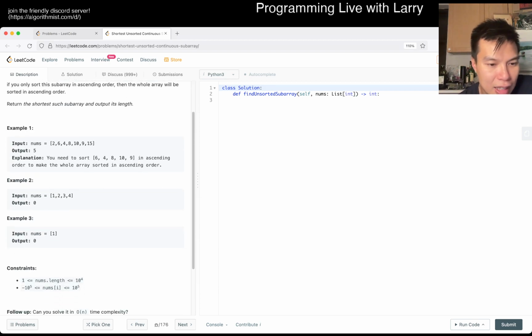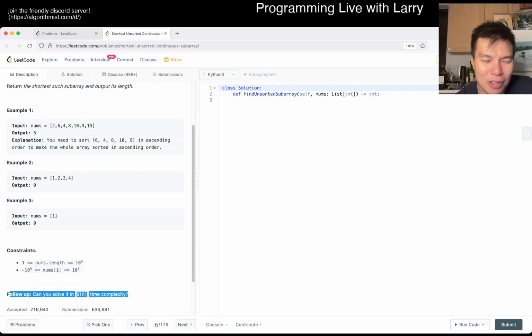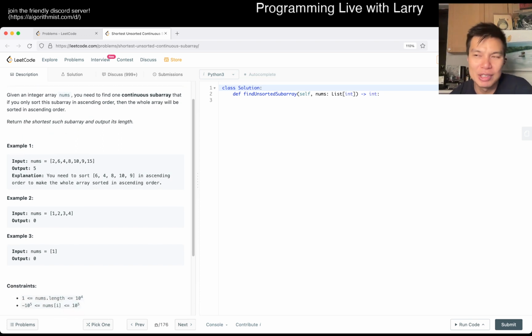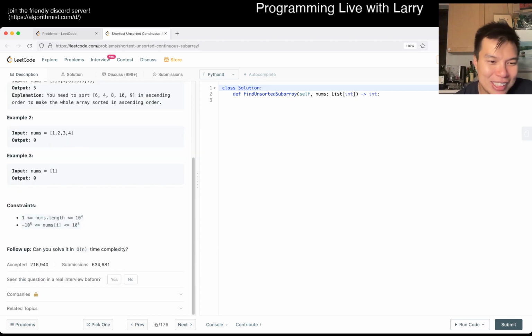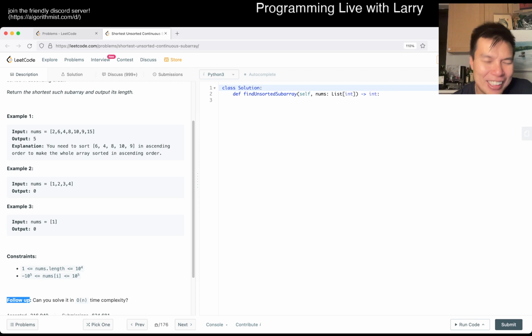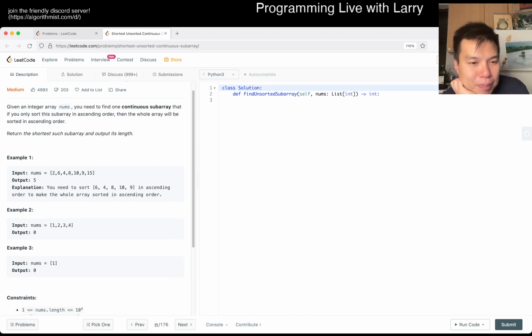I saw the follow-up, and I wish I didn't look at it, because I was thinking about a linear way, but when I saw the follow-up, I was like, what is a non-linear way? I know the non-linear way, which is that you sort the array and then you do some comparison. And then the question is, can you do better? Can you do this in linear time?